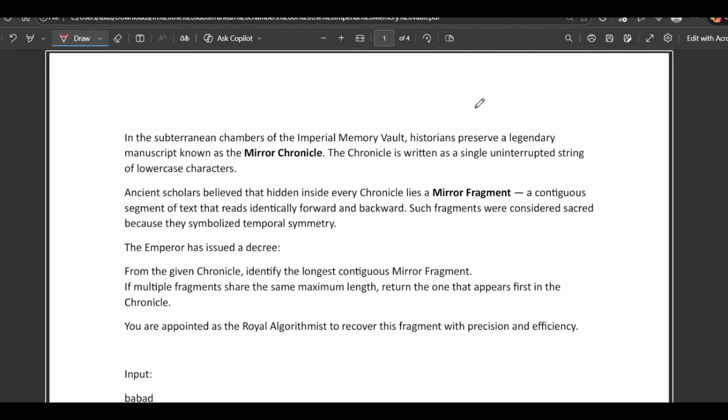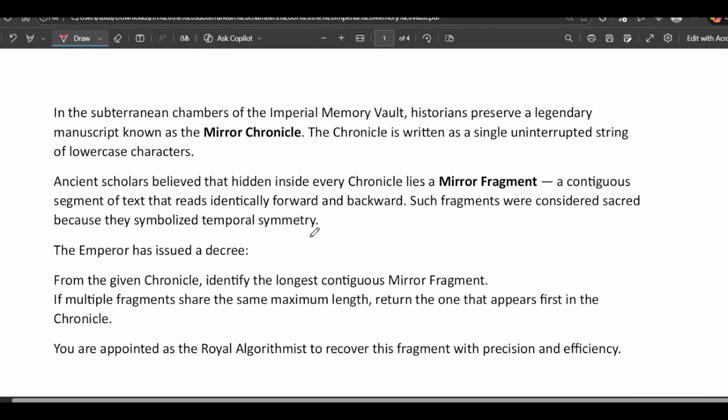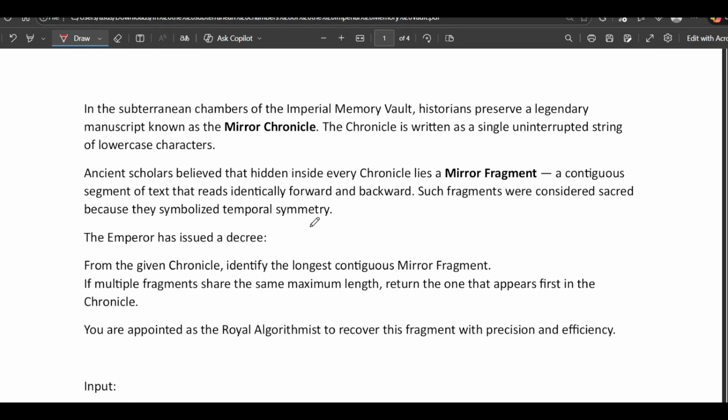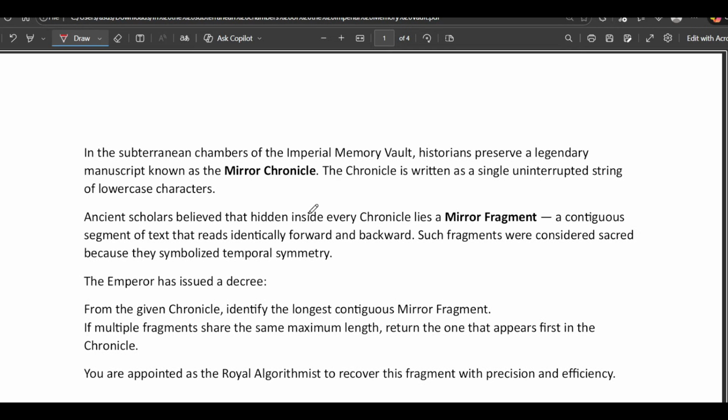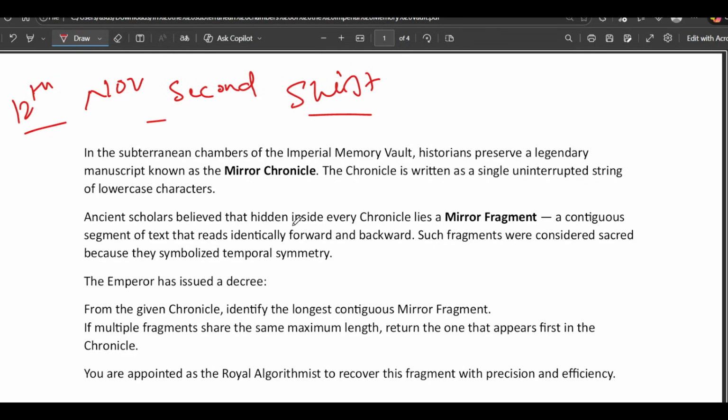Hi everyone. So in this video, we will be solving a TCS NQT coding question which got asked this year. I think it was asked in the 12th November second shift exam. We will be solving this question in this video.